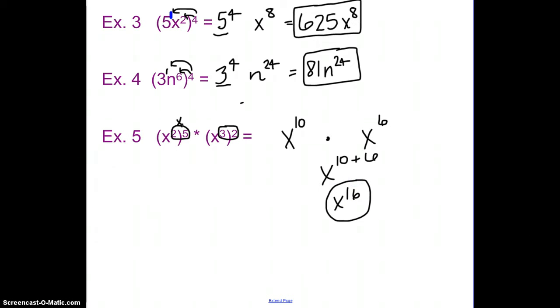So some of these are going to require the skills that you already mastered from 8.3 to influence what you're doing with 8.4. Okay, let's look at the next one.